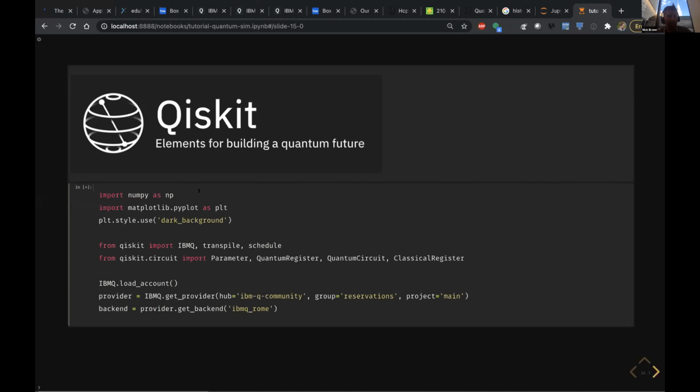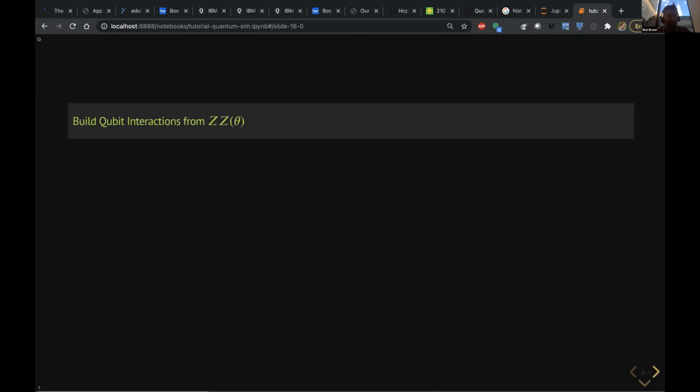I'm basically going to import my NumPy and my Matplotlib, the standard libraries for plotting and mathematics. And then from Qiskit, I'm going to import IBMQ, which will allow me to load my account, transpile, which will allow me to convert an arbitrary circuit onto something I can run on a quantum backend, and schedule, which allows me to build the pulse schedule. Likewise, from quantum circuit, I'll import these registers that you'll see, a general parameter that I can set at the beginning and then bind to later, quantum and classical registers, and quantum circuits, of course.